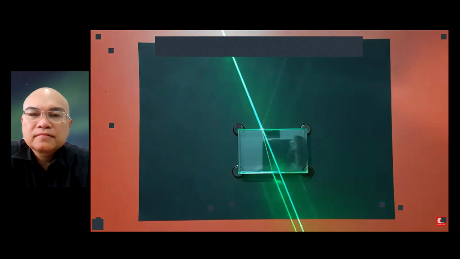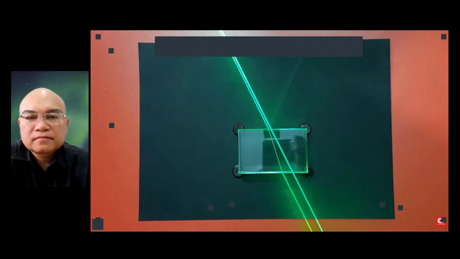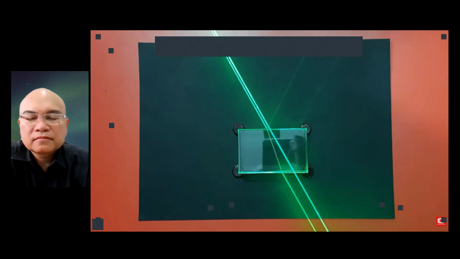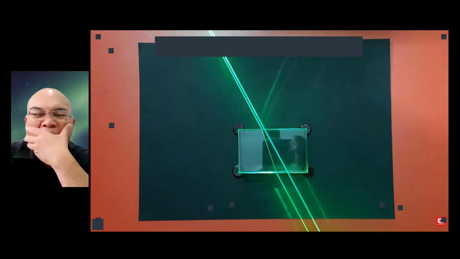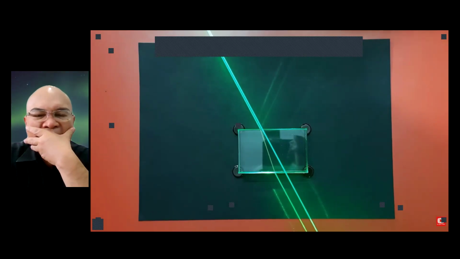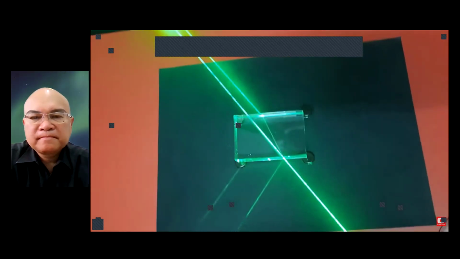We now pass the lower laser beam through the glass slab and the upper laser beam continues to move in the air. You can see the emergent beam which comes out of the glass slab is parallel to the incident beam. When observed from a different angle, you can see two laser beams. One is passing through air and the other through the glass slab.